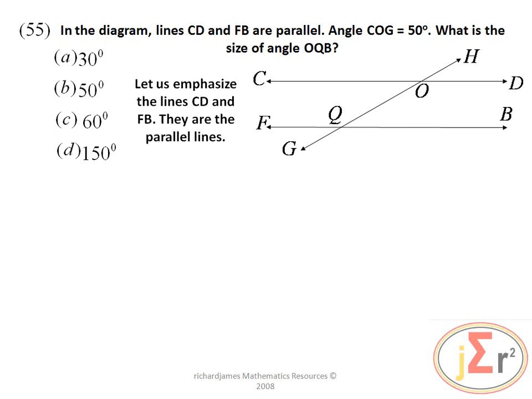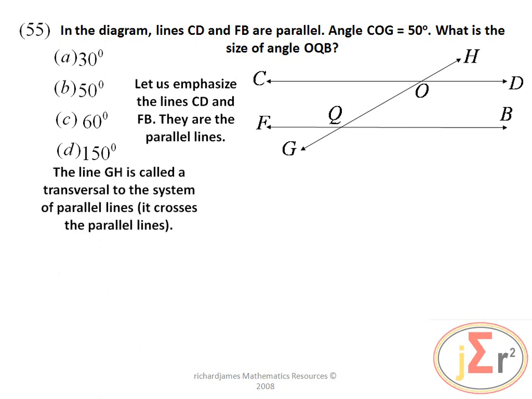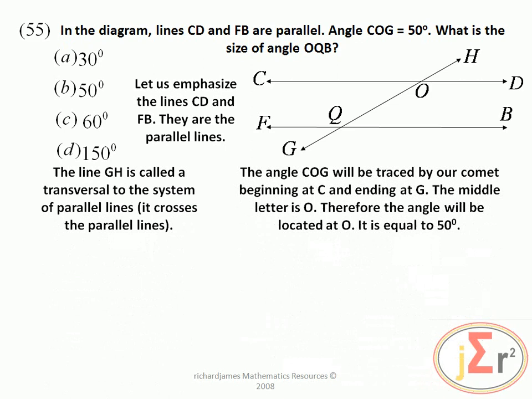Now what else? The line GH is called a transversal to the system of parallel lines. It crosses the parallel lines. So if you have a line that goes across the parallel lines, it is called a transversal. That is our transversal. The angle COG will be traced by our comet beginning at C and ending at G. The middle letter is O. Therefore, the angle will be located at the middle letter O. It is the angle that is equal to 50 degrees.